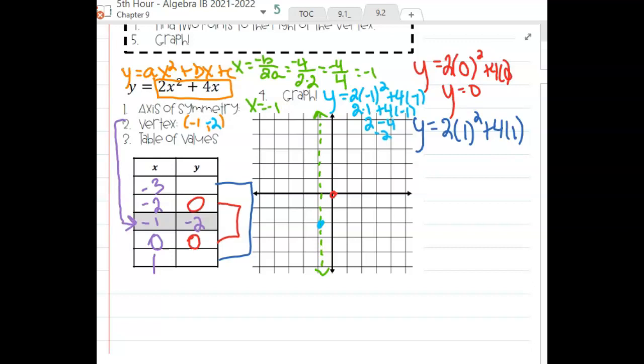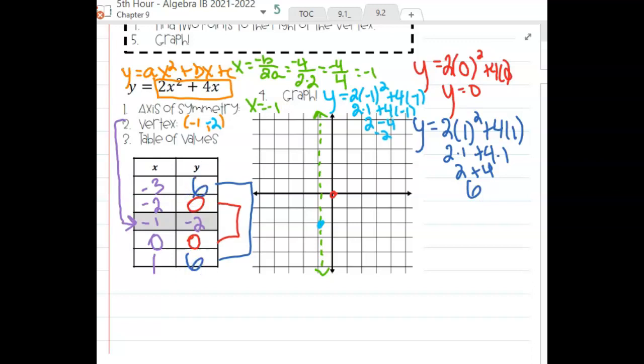Once again, if you're using a calculator, you can just plug this in one big long string. If you want to do it the old-fashioned fun way, you're just going to use order of operations. So 1 squared is 1. So we're going to take 2 times 1 plus 4 times 1. 2 times 1 is 2. 4 times 1 is 4. 2 plus 4 is 6.